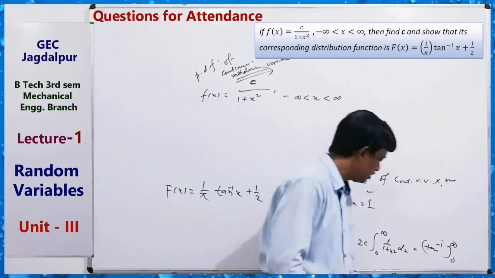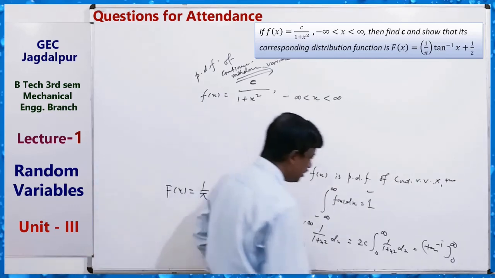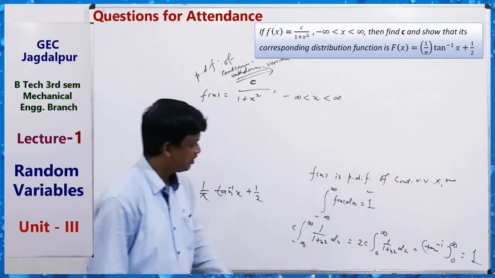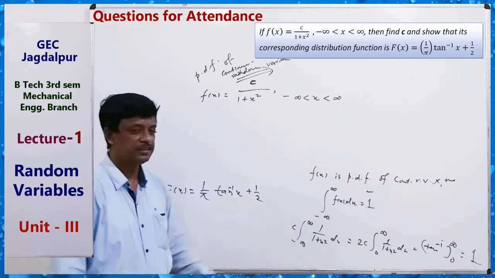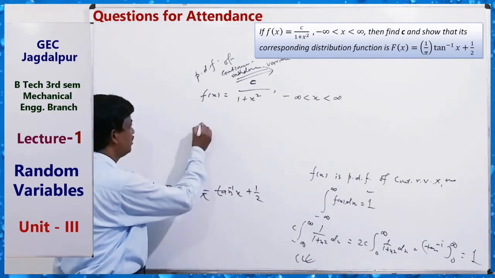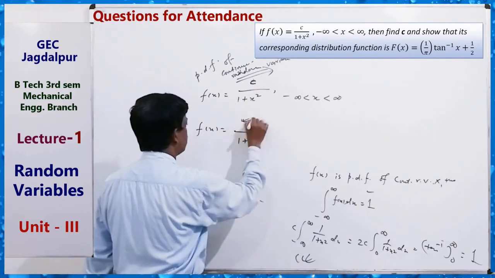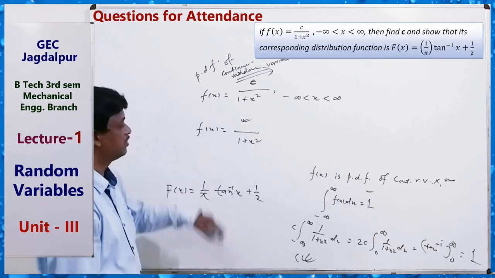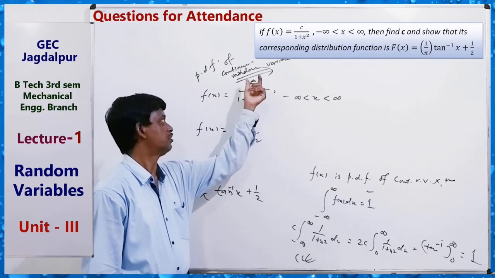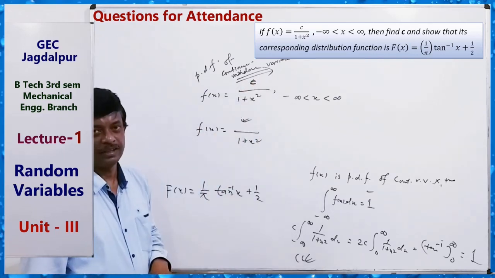Clear? So after finding the value of this, it will be 1. So you can get the value of c. After putting the value of c, we get f(x) equals c by 1 plus x square with the value of c. So we get the PDF completely instead of c, because in place of c just put the value of c. So this is the PDF.